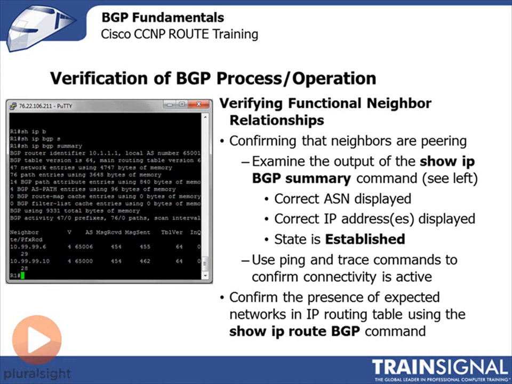not open or open confirm or idle or active, which I think active is the most humorous designation because it actually means the opposite of what you would think it was. Not that the neighbor relationship is active, but it's up and active and trying to do something, but it's not really established. So another thing you can do is use ping and trace to make sure that connectivity is active and confirm the presence of the expected networks in the IP routing table doing the show IP route BGP command.